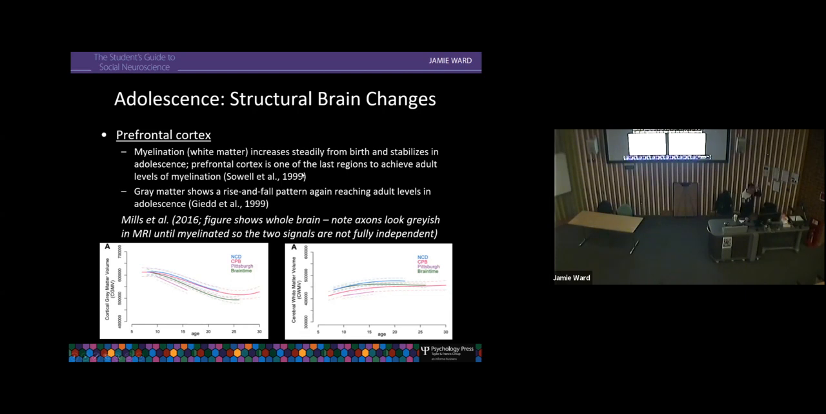So what's going on in the brain? Myelination increases steadily from birth, but it shows a different profile in different regions. And the prefrontal cortex is the last region to achieve adult levels of myelination. People's brains are adult about the age of 23, something like this, which is interesting if you think that the legal age is 16 or 18 and people are capable of having children at the age of 13.